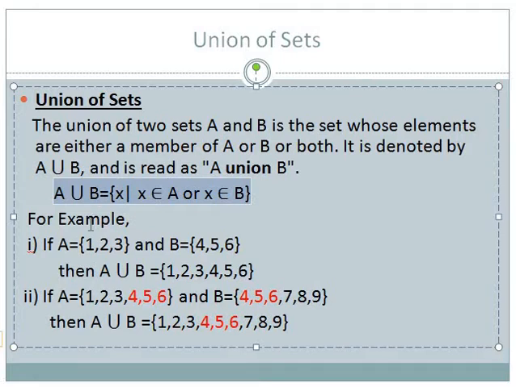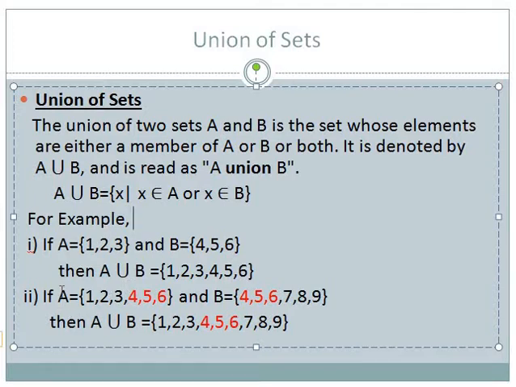For example, if A = {1, 2, 3}, in set A only three members are there, 1, 2 and 3, and the members of set B are 4, 5 and 6. Then who are the members of the set A ∪ B? The members of A ∪ B are all members of A and all members of B.